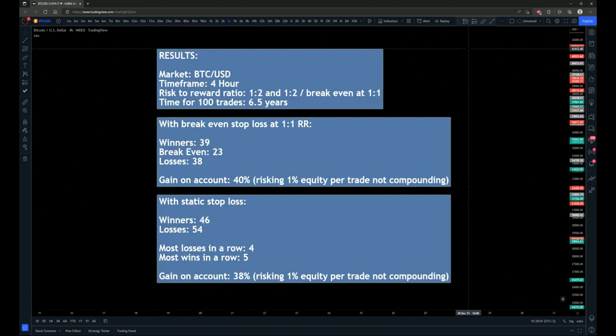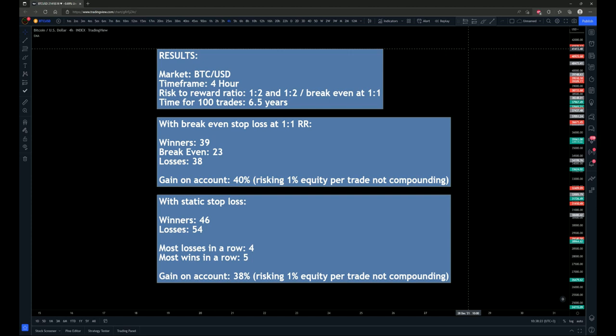All right, the results are in after the 200 back-tested trades, so let's check it out. This was tested on Bitcoin against the US dollar on a 4-hour time frame. The risk to reward ratio was 1-to-2, as well as a 1-to-2 risk to reward ratio where I moved the stop loss to break even at 1 times the risk. So this took 6.5 years of price data to find the 100 trade signals, which is pretty high up there.